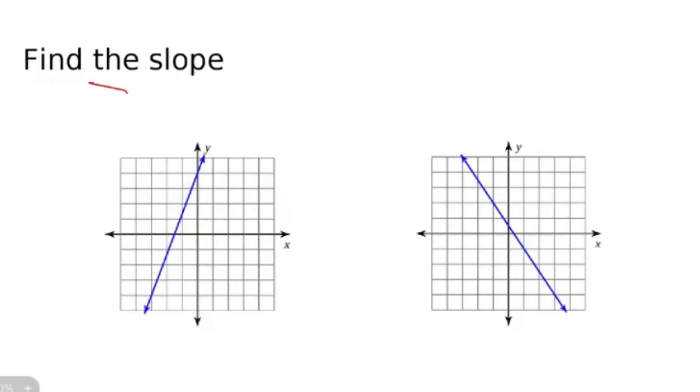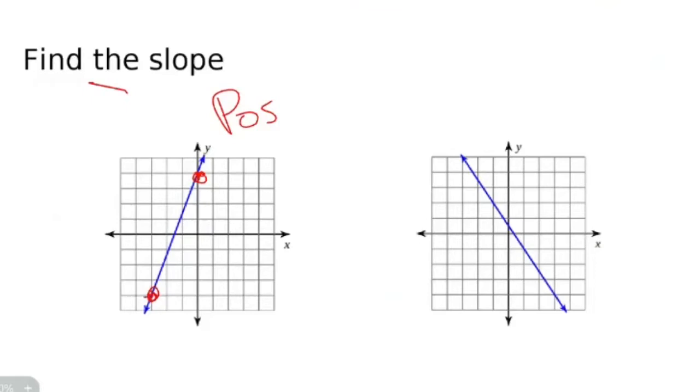Alright, so I have to find the slope of this guy. I don't have dots. So I'm going to put a dot right there, and a dot right there. This is a positive slope because it goes up and to the right or down and to the left. And let's count how many spaces I go up.